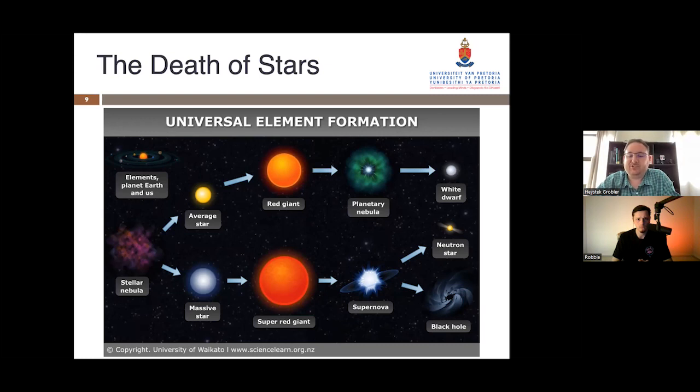But if you have a star that is 10 solar masses or higher, then that implosion becomes even stronger. All that degenerate material will be squeezed into a small point called a singularity. And that singularity is basically the black hole.